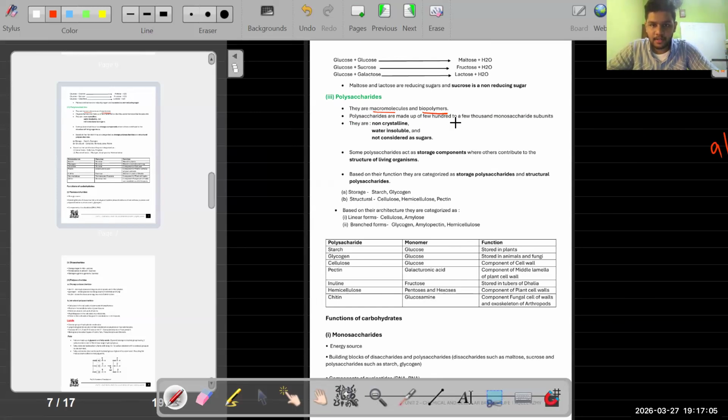Polysaccharides are made up of a few hundred to a few thousand monosaccharide subunits. These are the characteristic features of polysaccharide. They are non-crystalline. Monosaccharides were crystalline. Just think, the normal sugar which we find at our homes has a crystalline shape. But polysaccharides do not have that crystalline shape. That is why they are called non-crystalline.